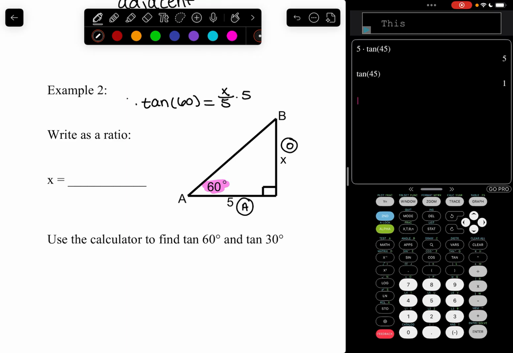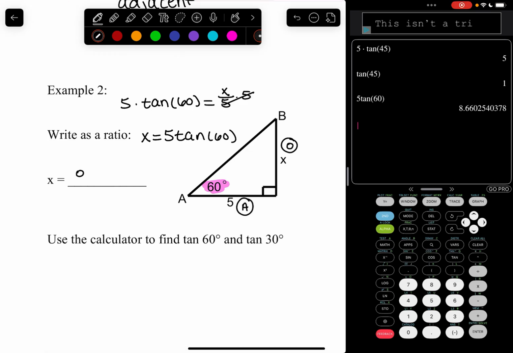Same thing's going to happen. I'm going to go ahead and multiply both sides by 5 so that x is by itself. And then I'm going to type in 5 times the tangent of 60. And we get this really disgusting decimal. That is 8 point, I'm just going to round that to 8.7, okay?